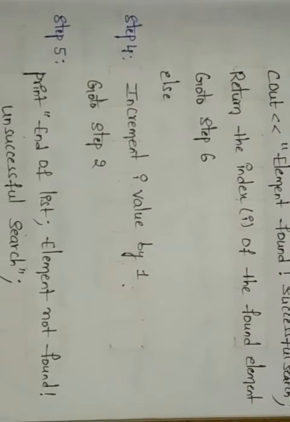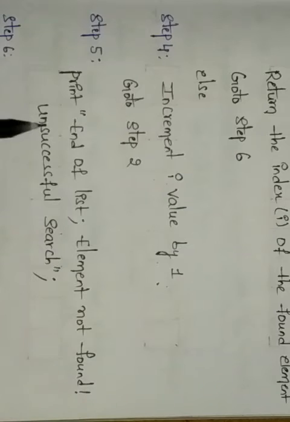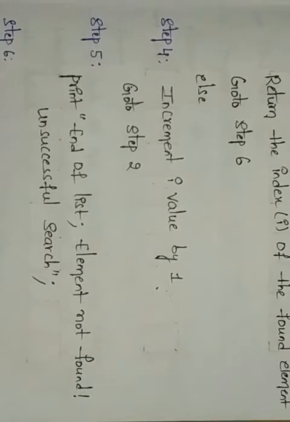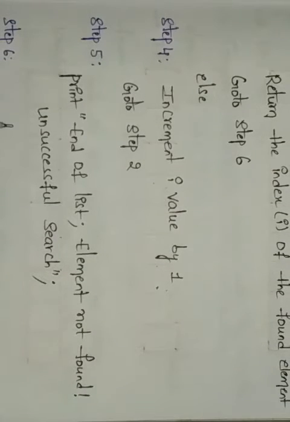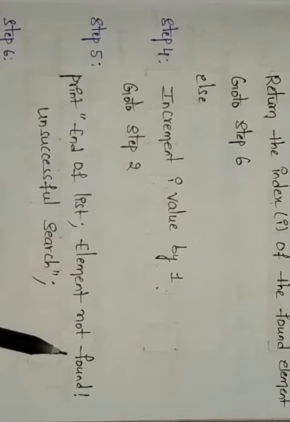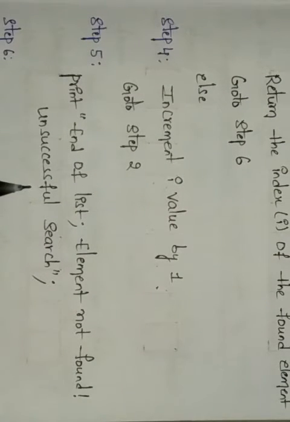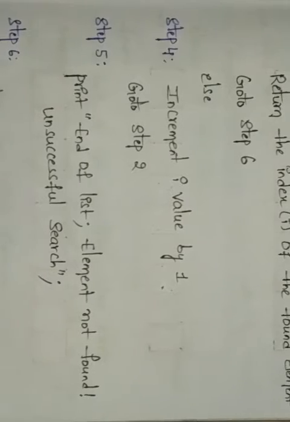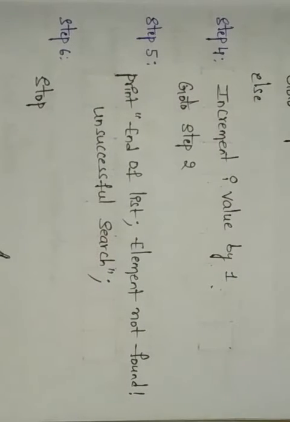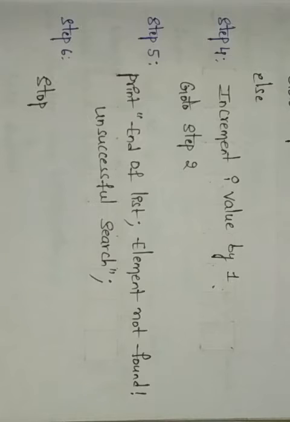Let's see what we have in step 5. You print the end of the list, meaning the list is completed. You completed searching the complete list, but you did not get any element from it. When your element is not found, it shows an unsuccessful search. And after that it moves to step 6, that is the stop. It stops our performance. So like this we can perform the sequential search.